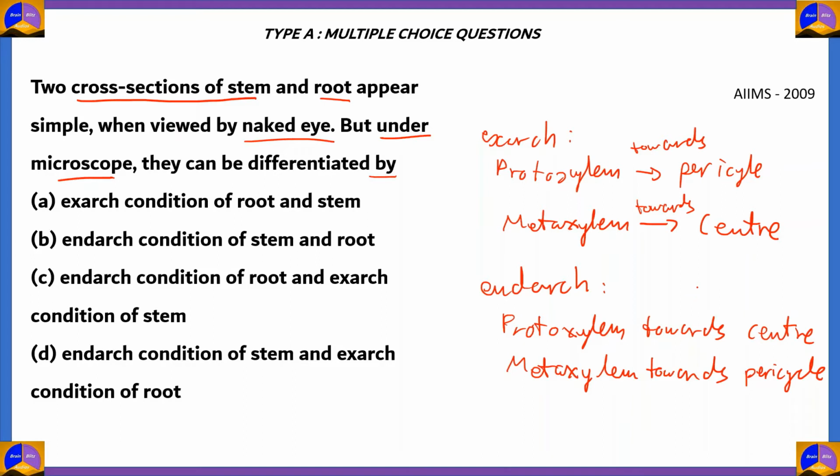So in order to differentiate a stem and root cross section, it is enough to know that stems grow in girth. And growing in girth is possible when there is an endarch condition. So if the stem is endarch, then the root has to be exarch in case of dicots. So option D is correct for dicots.